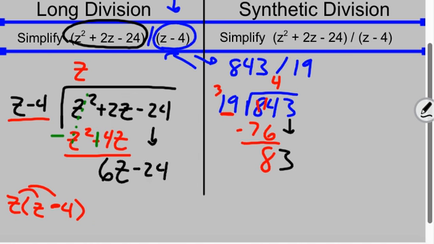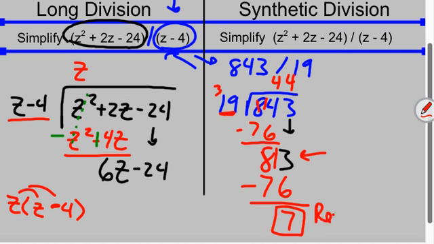Okay? And then you kind of start all over again. Well, what do I multiply by 19 to get this 83 down here? I think 4 will work again. 4 times 19 we know is 76. We subtract once again, and we get 7. This is our remainder. Okay, remainder.